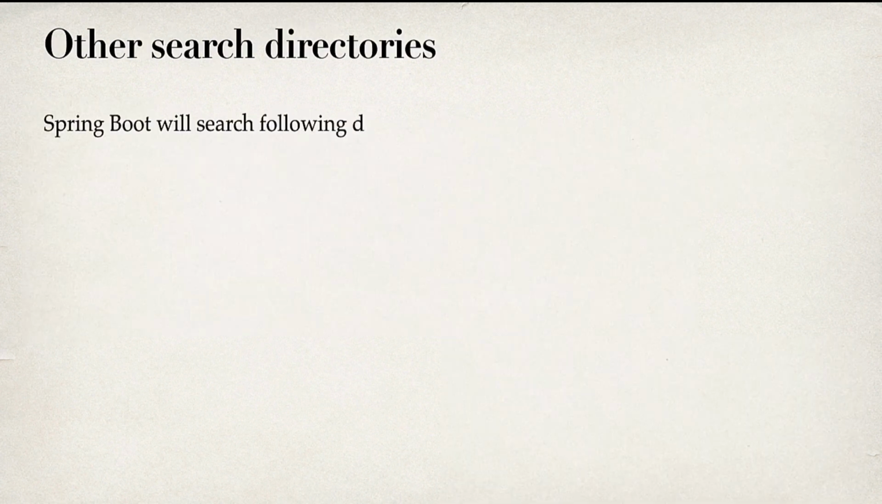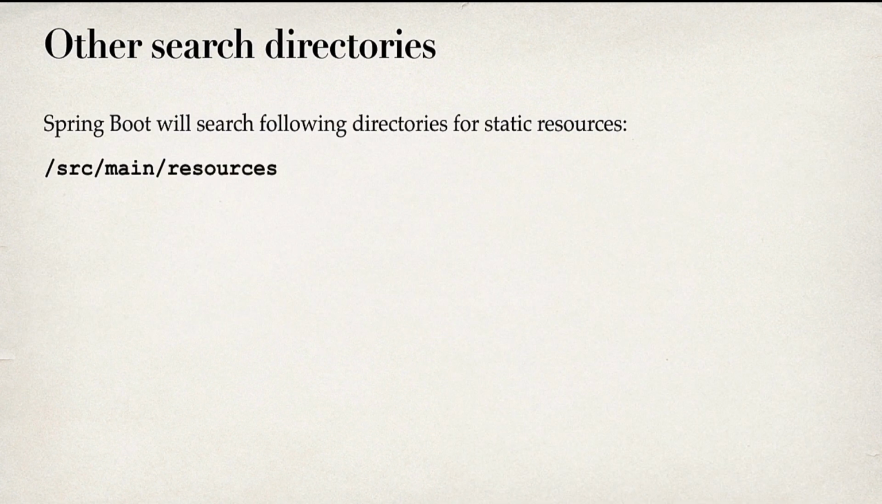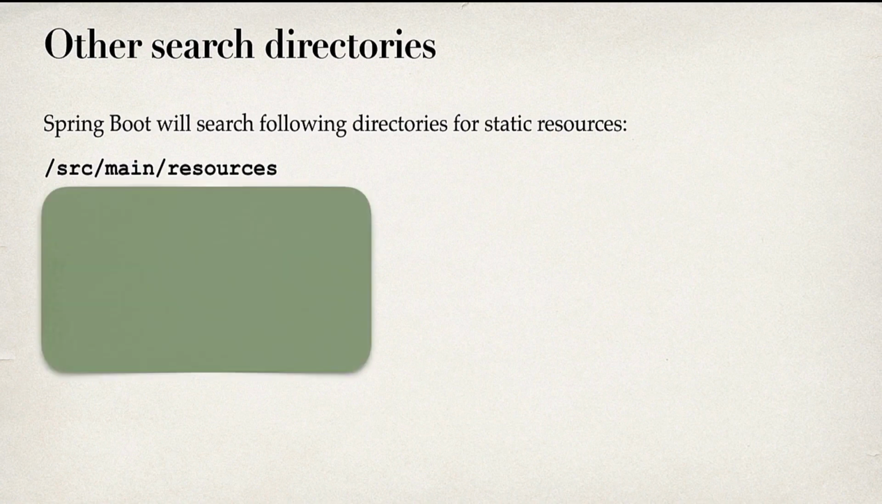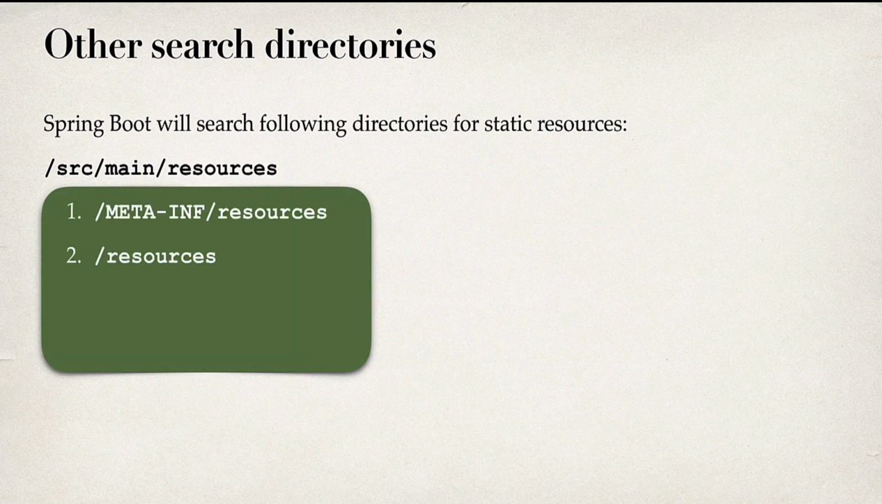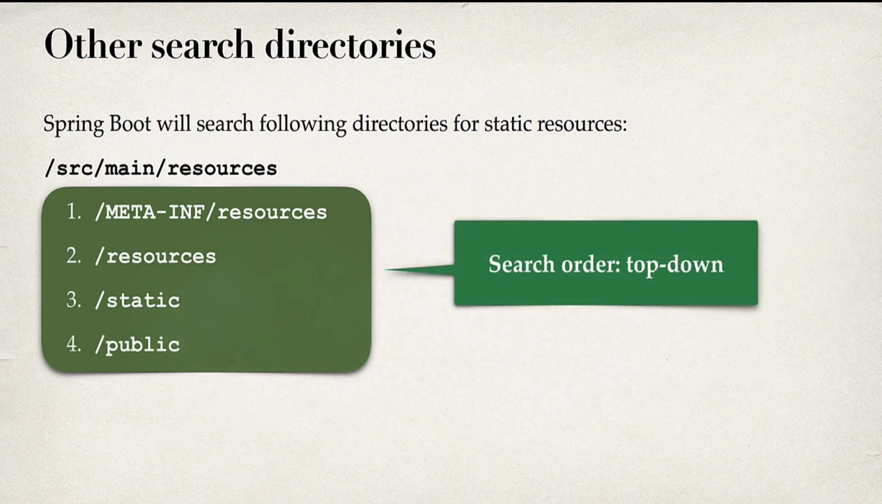There are other search directories. Spring Boot will search the following directories for static resources, and it's all rooted off of source main resources. So underneath that directory, then Spring Boot will search for META-INF/resources, resources, static, and public. And it'll search these directories in a top-down fashion. Now, most commonly on real-time projects, you'll see the actual static resources placed in the directories static or public, but you can make use of any of those directories out there if you'd like.